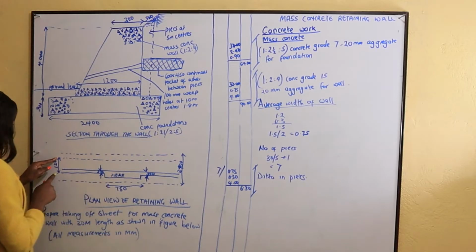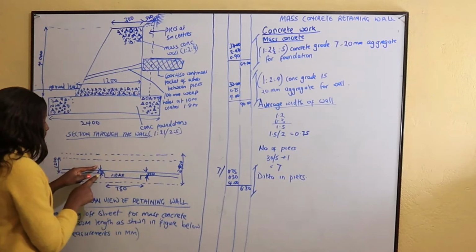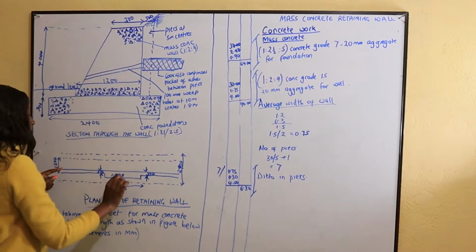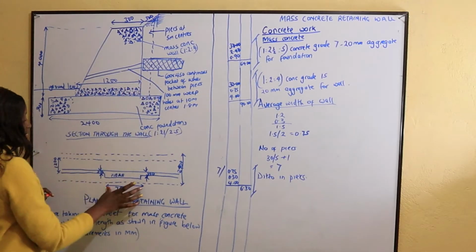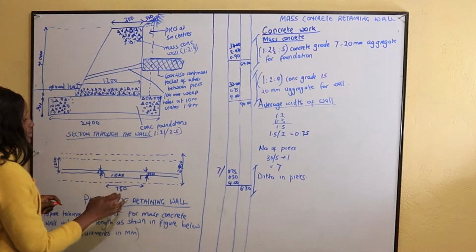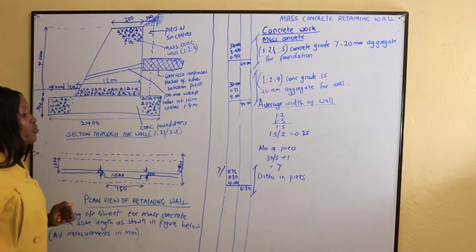So it's from here to here. So the wall starts from here to here. Then here we have the 300, this one. Then the pier is here. Alright, and the width of the pier is 750, as you can see. So this is the plan view of the retaining wall. This is the section through the wall.